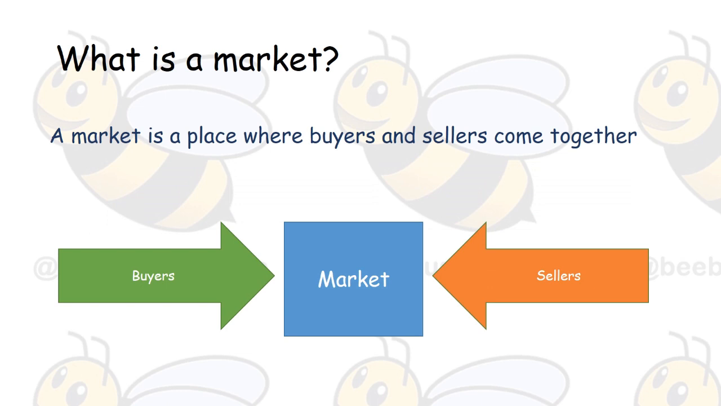Firstly, let's take a look at what is meant by the term market. Well, a market is a place where buyers and sellers come together. Typically, this will be where they exchange goods or service for money. So the buyer, for example, would be giving the seller a form of payment for the product that they sell. And that all takes place in a market.